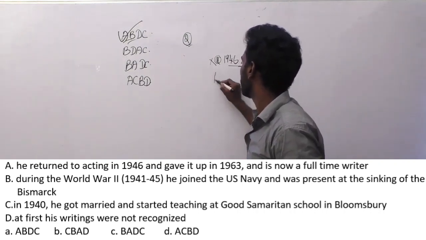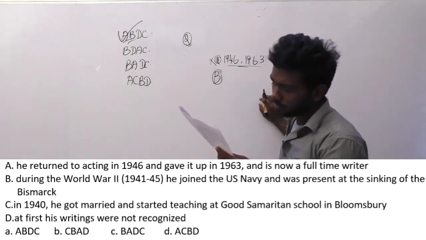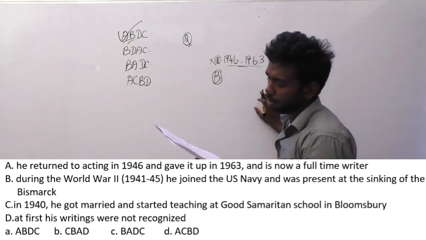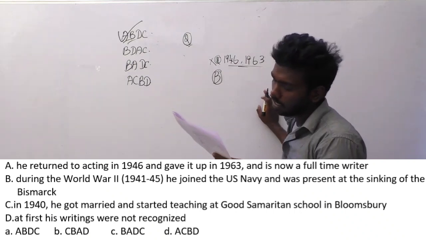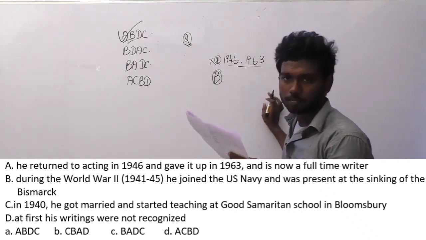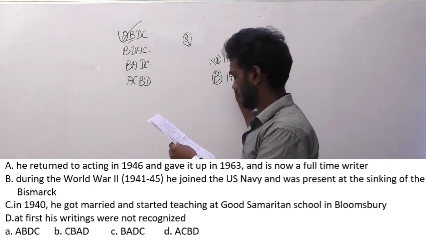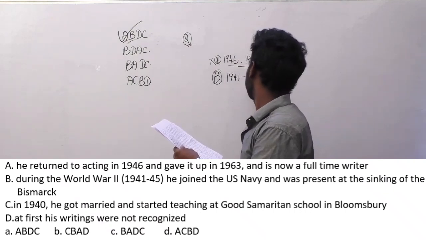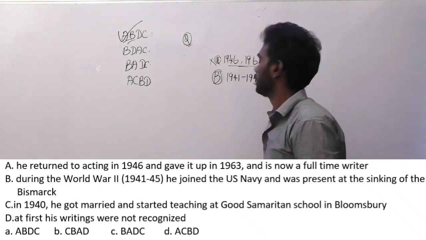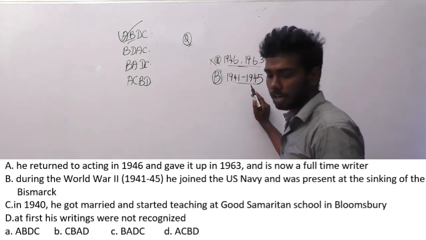So A is not going to be the first sentence. Let us read the second sentence. During World War II, 1941 to 45, he joined the US Navy and was present at the sinking of the Bismarck. So there is another clue in this question. 1941 to 1945 is the second clue here. It is also based on a year.